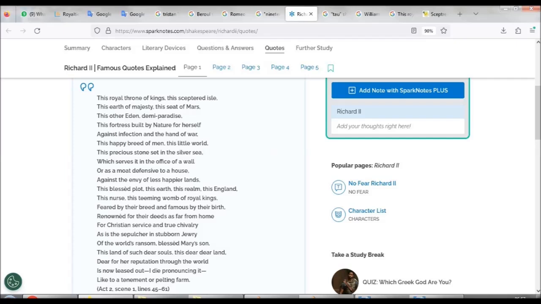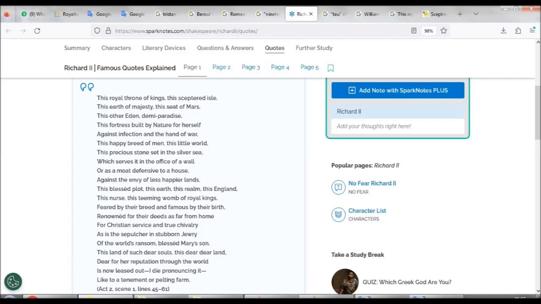This royal throne of kings, this sceptred isle, this earth of majesty, the seat of Mars, this other Eden, demi-paradise, this fortress built by nature for herself, against infection and the hand of war, this happy breed of men, this little world, this precious stone set in the silver sea, which serves in the office of a wall, or as a moat defensive to a house, against the envy of less happier lands, this blessed plot, this earth, this realm, this England, this nurse, this teeming womb of royal kings, feared by their breed and famous by their birth, renowned for their deeds as far from home, for Christian service and true chivalry.